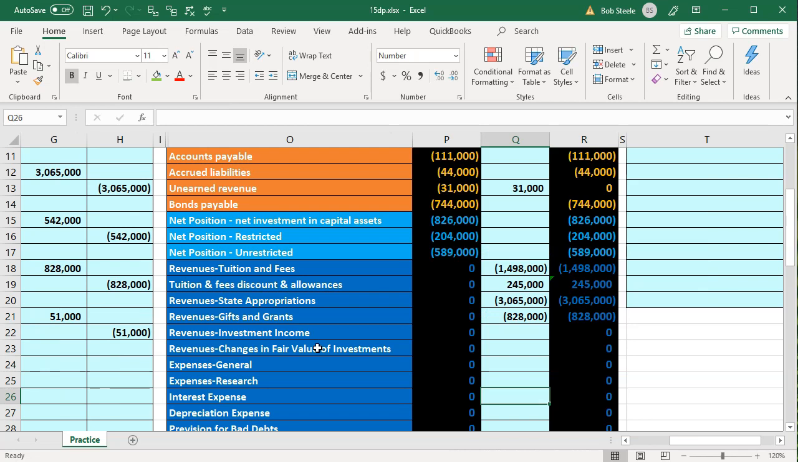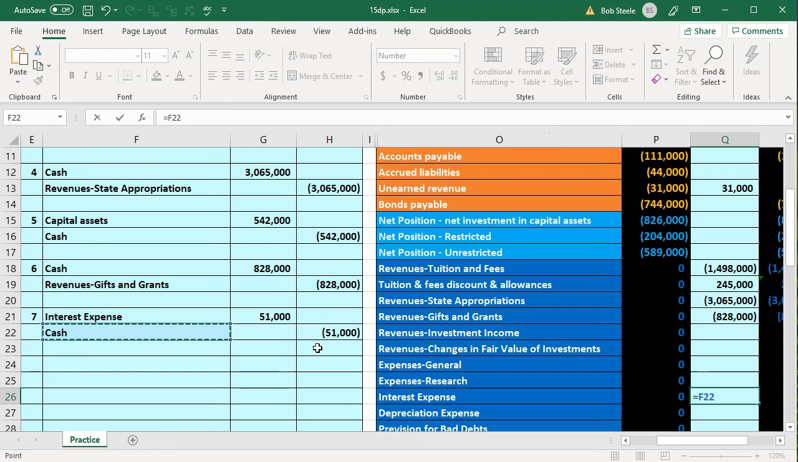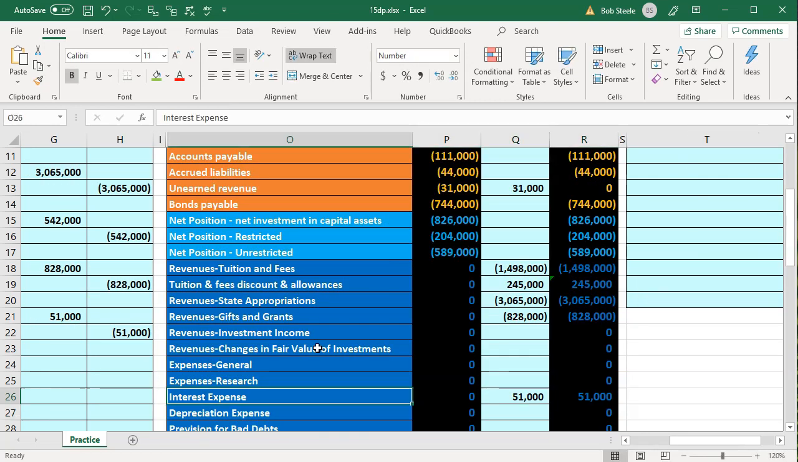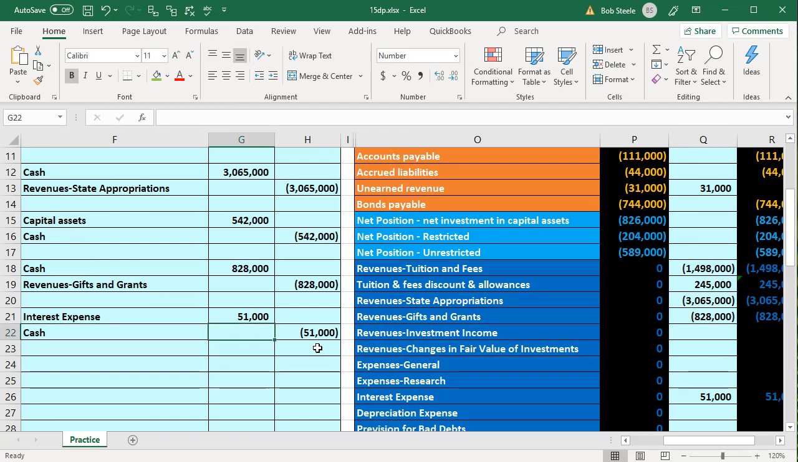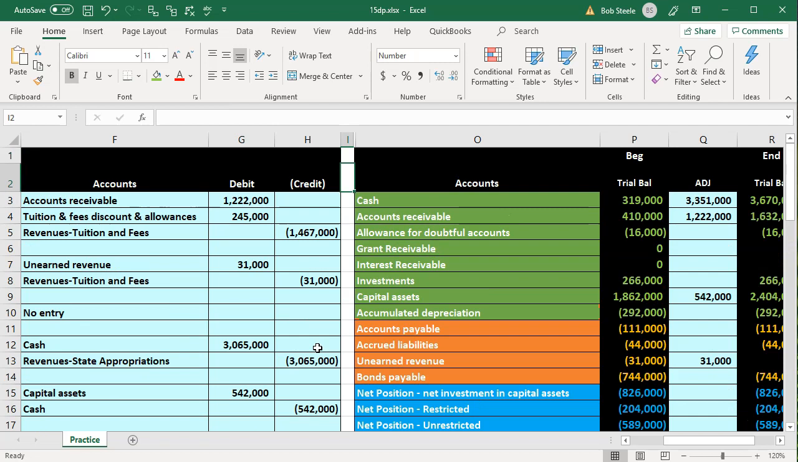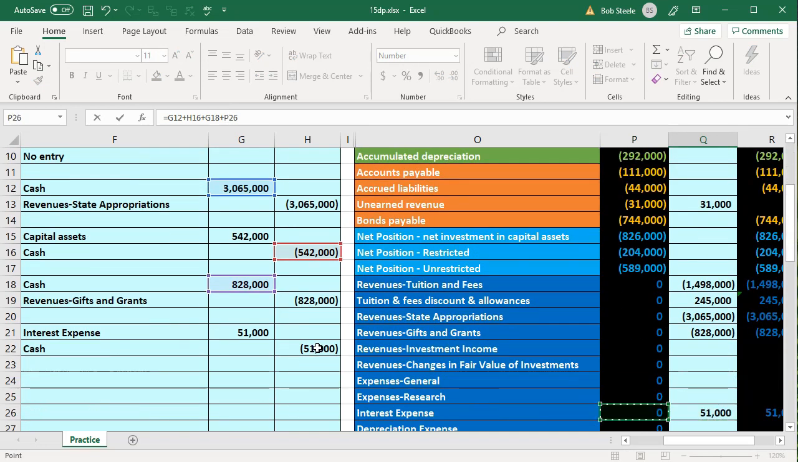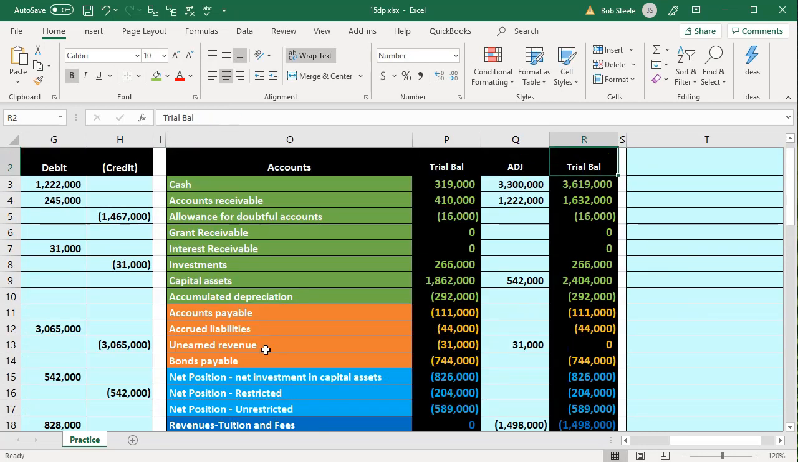We're here in Q26 where we will say equals. Scroll over to the interest expense and pick up the debit of the 51,000, bringing it up in the debit direction. And then we're going to go to the cash. So here's the cash. Let's scroll up to the cash up top in our trial balance. We are in cell Q3. Within Q3, we're going to say F2 plus F2. Scroll back down, and we're going to pick up the credit amount in cash of that 51,000 and enter. And there we have that.